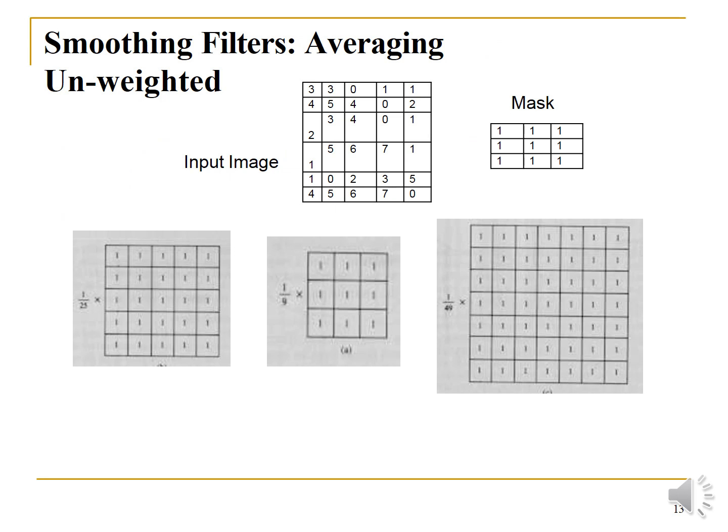Okay, so now let's see the smoothing filter, averaging unweighted. Unweighted in the sense that we'll be having an unequal distribution of mask elements all over. Okay, so we can clearly see this in this example.